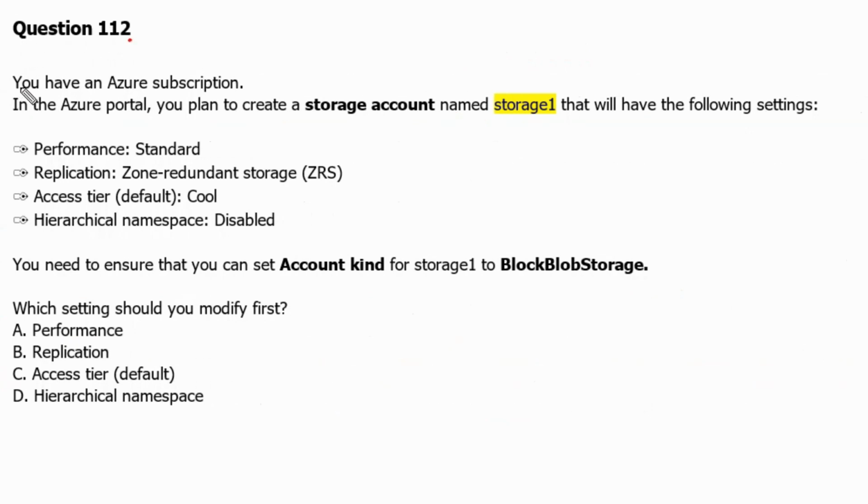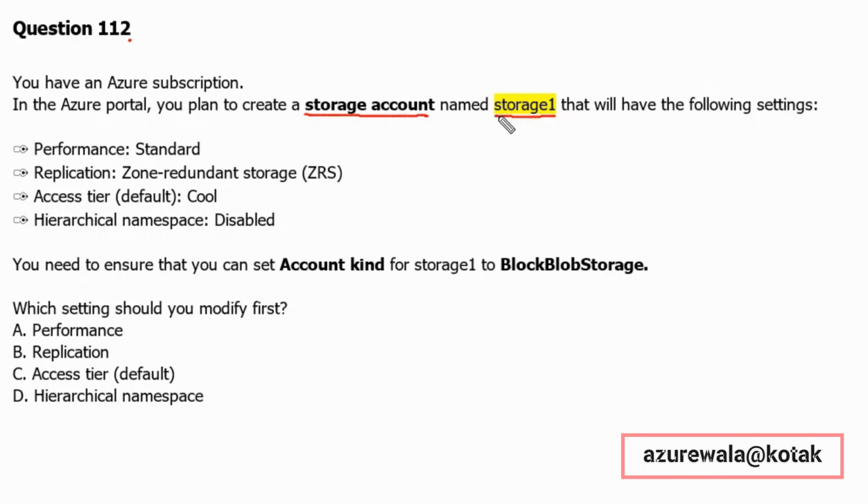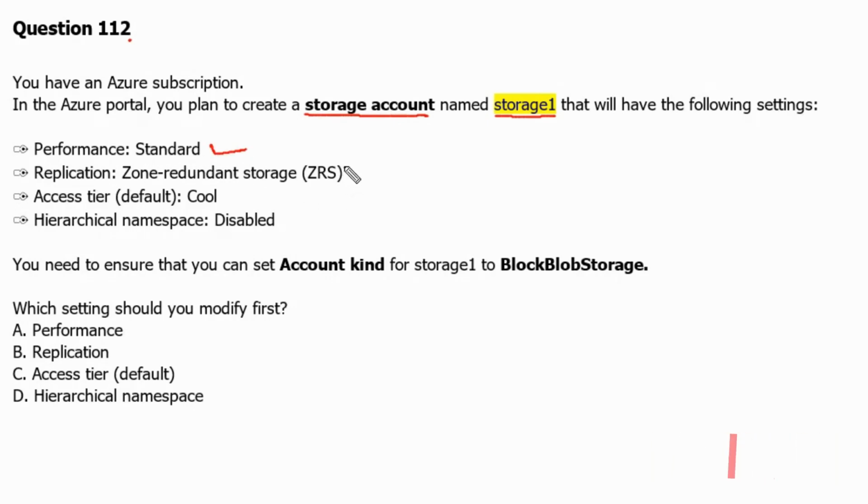Question 112. You have an Azure subscription. In the Azure portal, you plan to create storage account named storage1 that will have following settings. So it will have the performance which is standard, replication which would be ZRS, access tier would be cool, and hierarchical namespace would be disabled. You need to ensure that you can set account kind for storage1 to block blob storage. Which settings should you modify first?